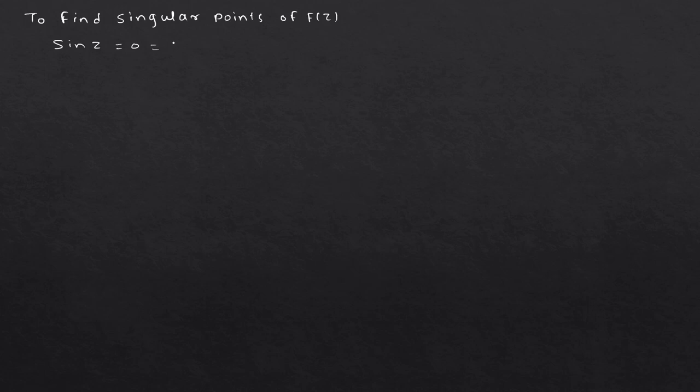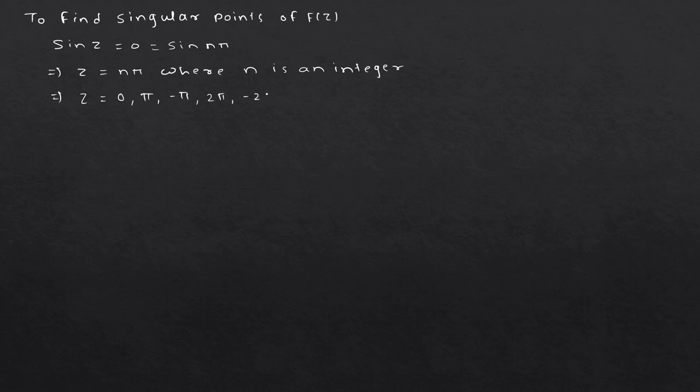And when is sin z 0? When z is n pi, where n is an integer. So z takes the values 0, pi, minus pi, 2 pi, minus 2 pi, and so on. These are the singular points of f of z, which means at these points f of z is not analytic.